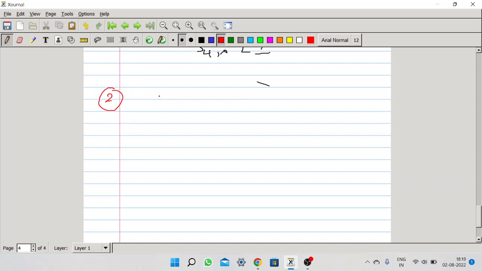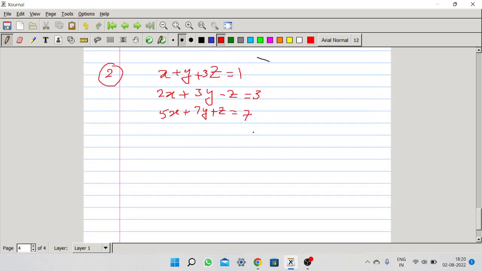The given system of equations is x plus y plus z equal to 1, 2x plus 3y minus z equal to 3, 5x plus 7y plus z equal to 7. So it is asked about this system of equations: how many solutions does this system have?